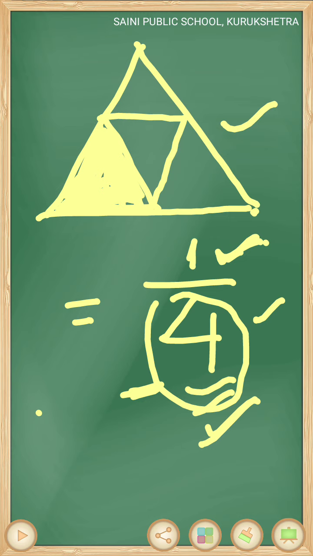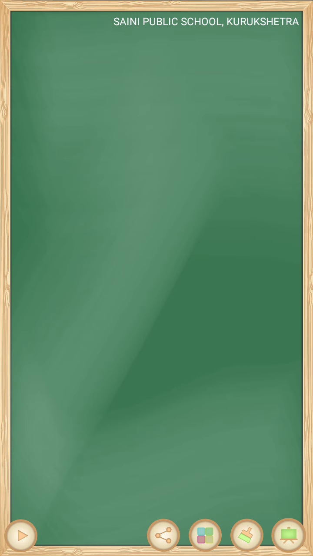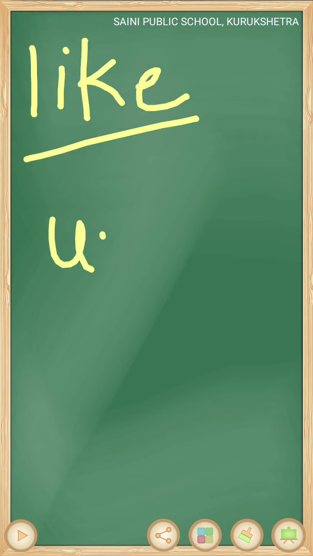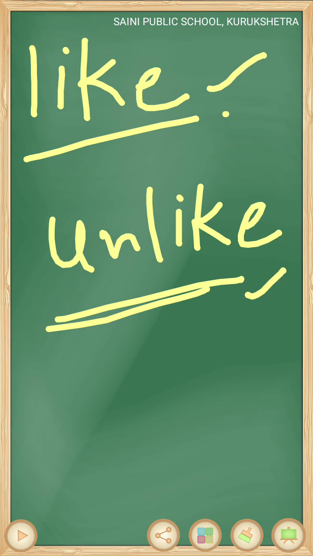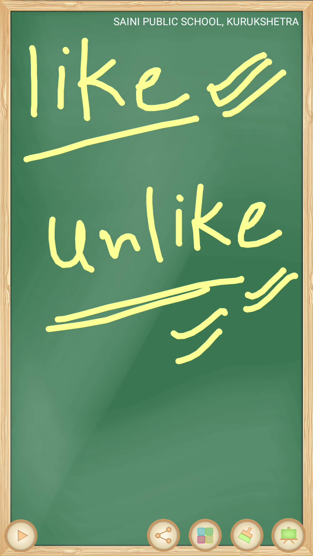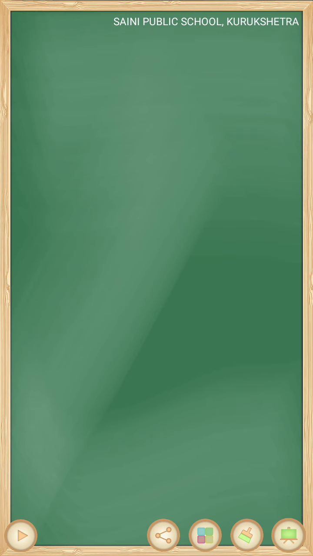Now, how many types of fractions are there? Before adding fractions, we must know there are two main types of fractions, that is, like fractions and unlike fractions. So there are different methods to add these two types of fractions. Today we will discuss what like and unlike fractions are and how we can add these fractions.